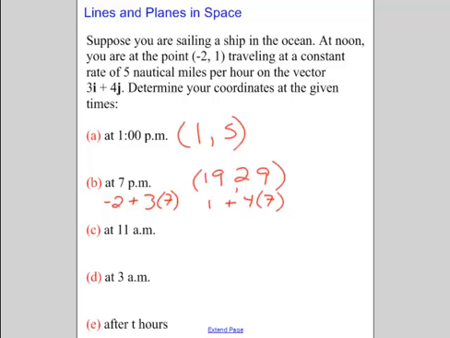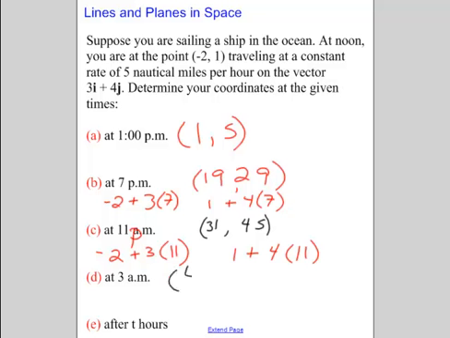At 11 p.m., it's -2 plus 3 times 11 hours. And then for your y, it's 1 plus 4 times the 11 hours, which gives you your location of (31, 45). 3 a.m. is 15 hours later, which gives you the coordinate point (43, 61).